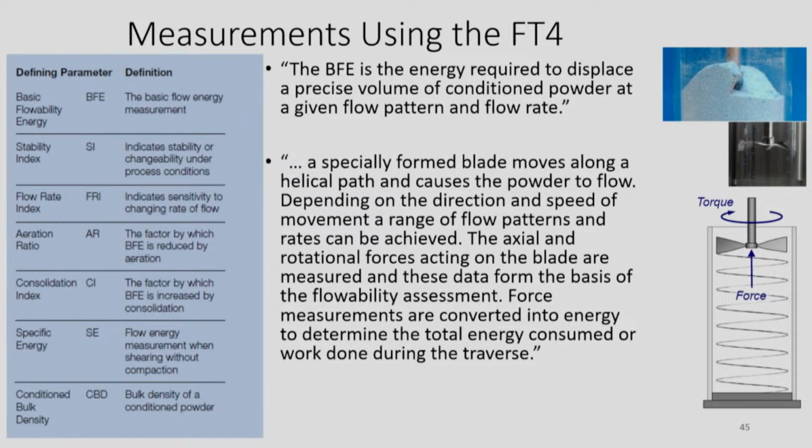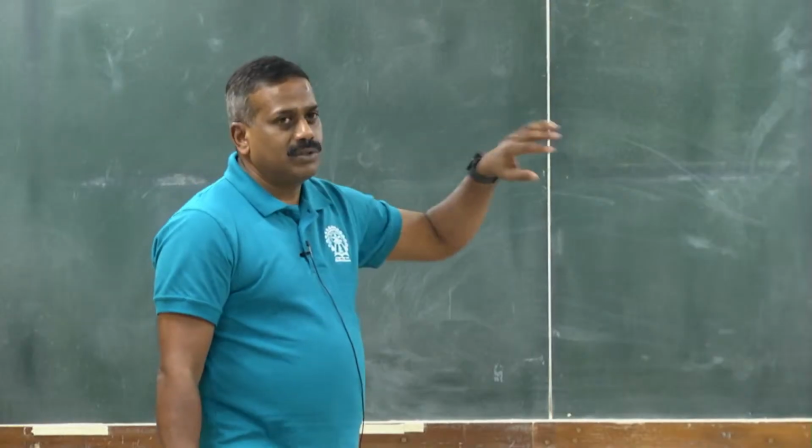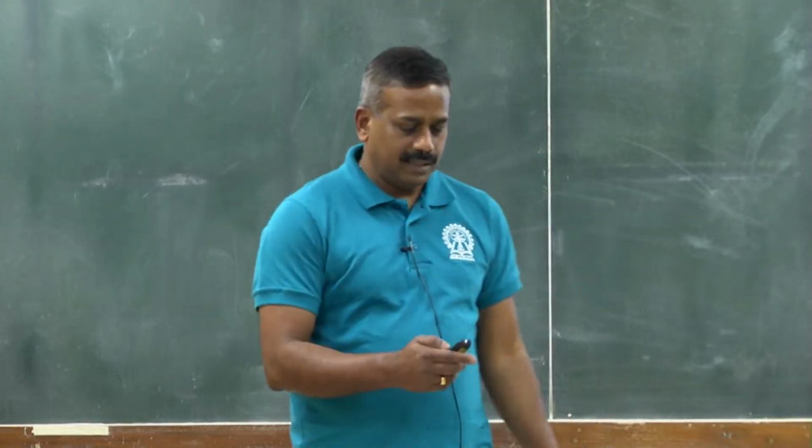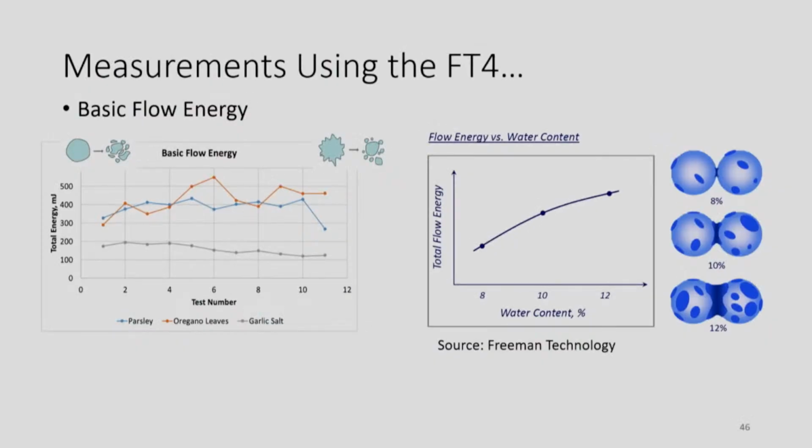Nowadays, I think, systems can normalize using the density of the powder so that you remove the factor of density. This is just an example from my past work. You talked about spices, right? If you have parsley, oregano leaves, and garlic salt, these are all spices. If you are conveying those, the energy will be completely different.